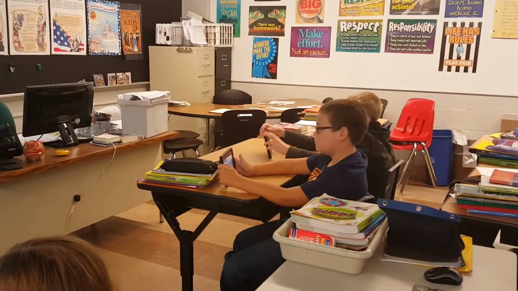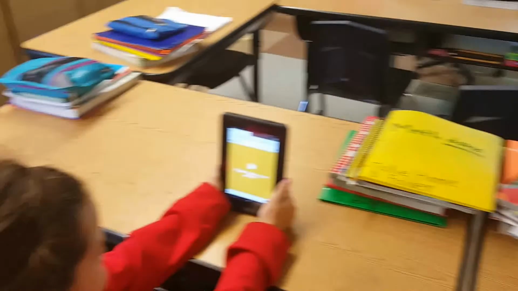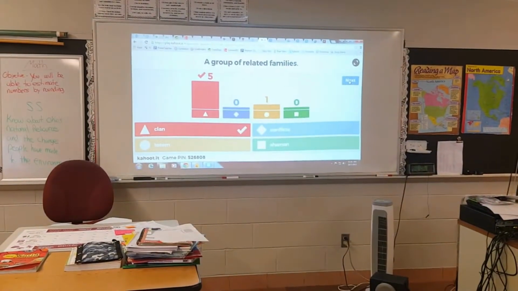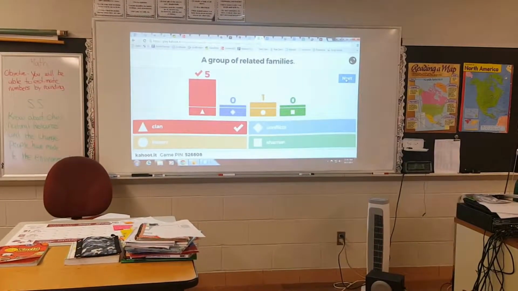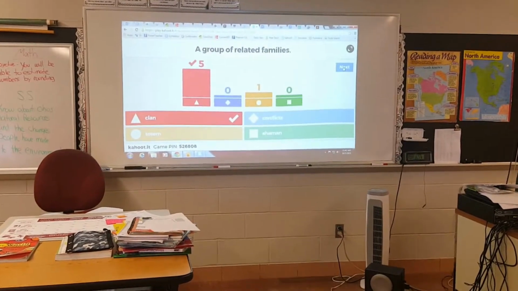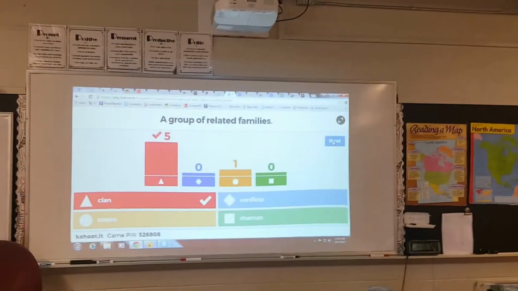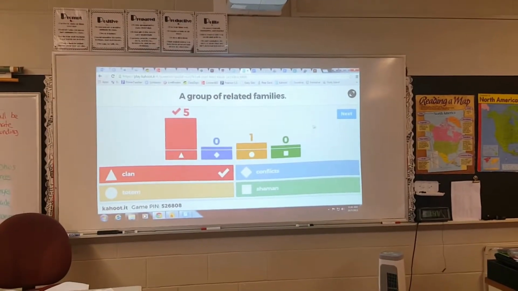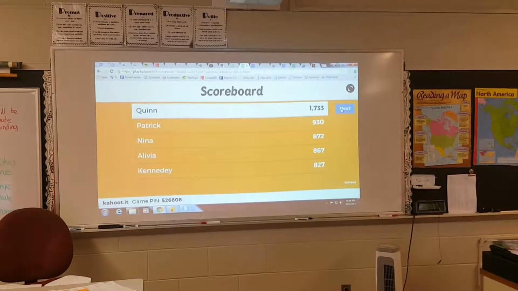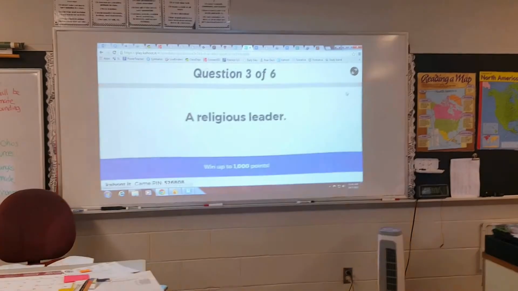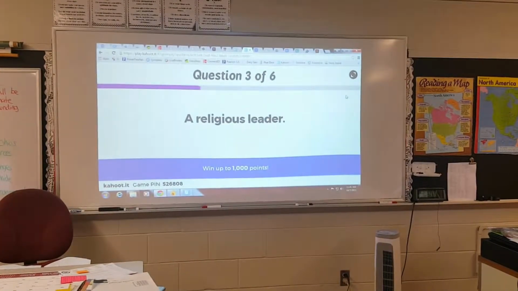What is a group of related families? In this case, it looks like most of the students know what a group of related families are, so there's probably no need to do a whole lot of discussion with this one, seeing how most of the students know, and the correct answer obviously is clan. Hit next. You can see the new scoreboard with the new results up there. Hit next for the 3rd question.